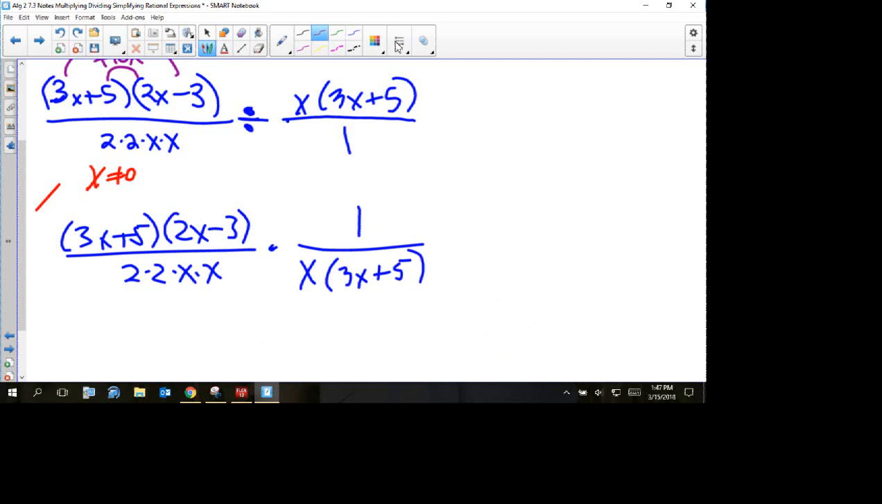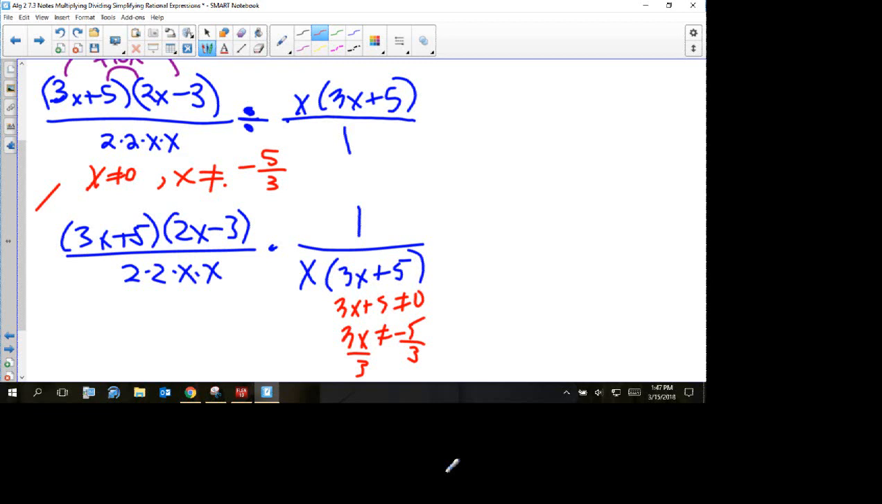Okay, at this point, I now have a new denominator, so I need to write down any domain restrictions here. So this first one, x does not equal 0, I've already written down. But the second one, 3x plus 5 cannot equal 0. That means that 3x cannot equal negative 5. That means that x cannot equal what? You divide both sides by 3. You say x cannot equal negative 5 thirds. You're just solving that parenthesis for not equal to 0.